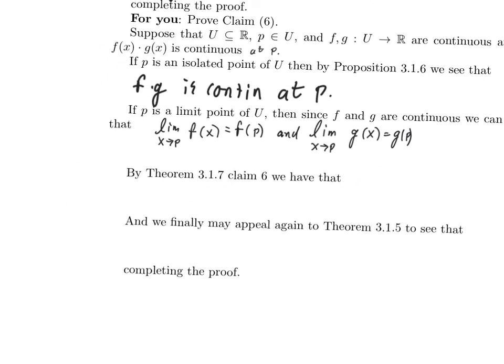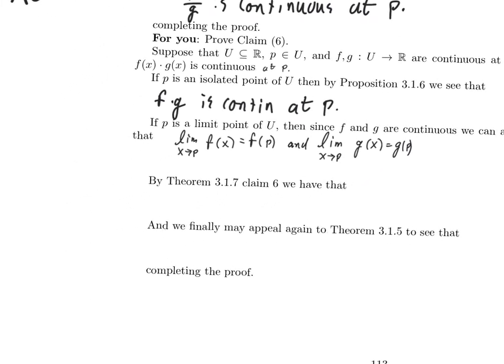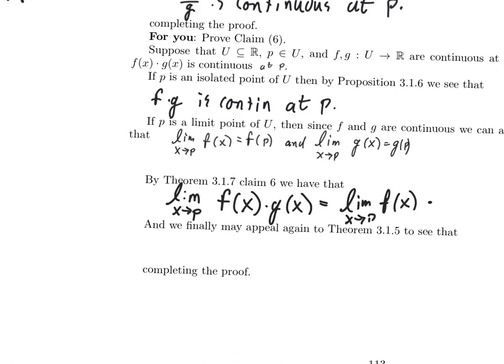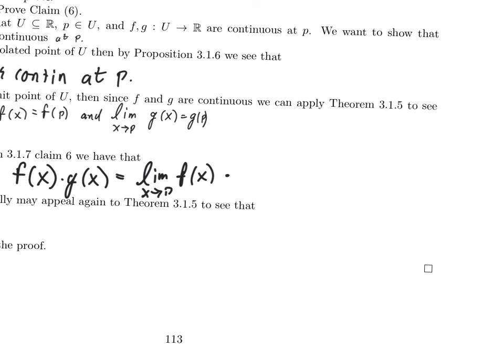So by theorem 3.17 claim 6, which hopefully is the one that involves multiplication, I can conclude that the limit as x approaches P, maybe I'll write down more details on this one, of f of x times g of x is equal to the limit as x approaches P of f of x multiplied by the limit as x approaches P of g of x. But I know what those two things are. That's f of P times g of P.